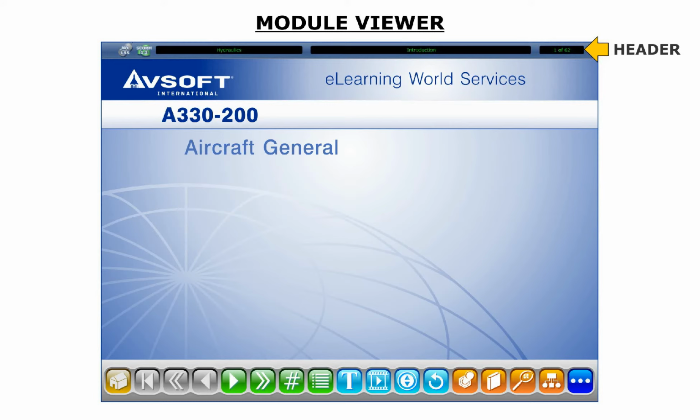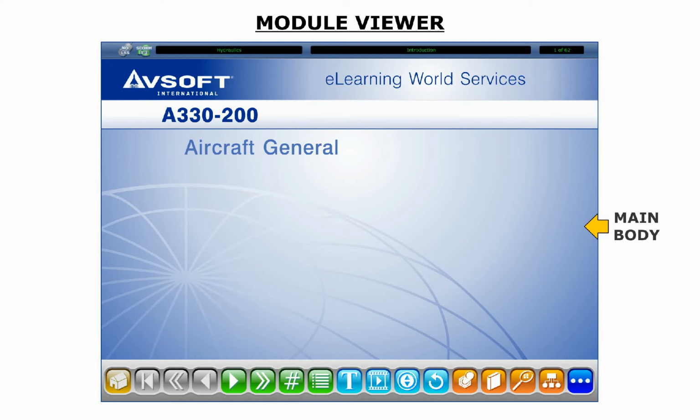The footer at the bottom of the viewer displays, starting from left side, a yellow home button, green page navigation buttons, blue audio video control buttons, orange components buttons, and a navy blue additional features button. The main body in the middle of the viewer displays the module content.